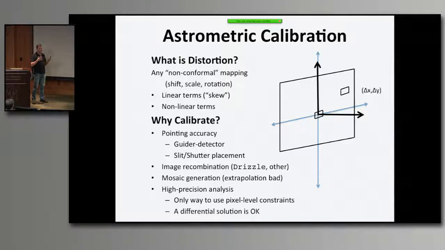If you want to generate mosaics, so one field and then map another field that's just nearby it, if you don't have a good distortion model, that can introduce huge errors in terms of extrapolation and things. Also, if you want to do high precision analysis, like if you want to use pixels as the real constraints that they are, then you need to be able to use a very high precision distortion solution to put all the pixels into the right place if you want to do a simultaneous fit for an object. With the latter thing, a differential solution is okay. With a lot of the other things, you need an absolute solution to be able to map pixels to RA and DEC if you want to do mosaicing and things like that. But for the very last one, oftentimes just having a local distortion solution is fine.